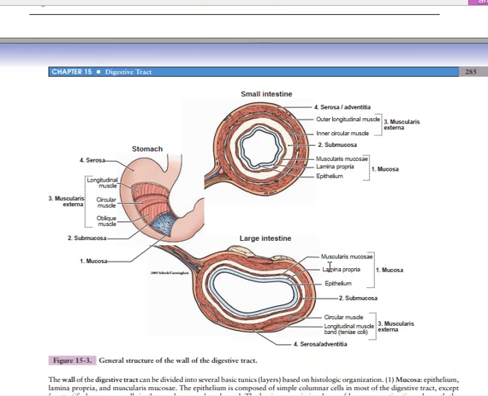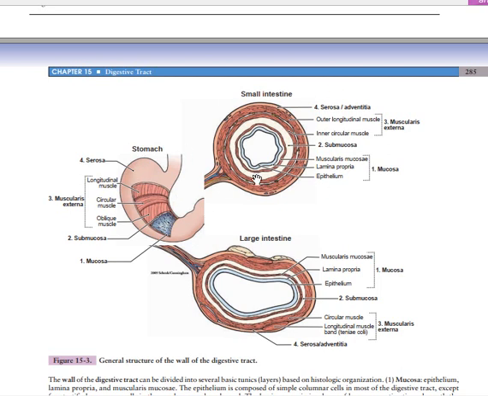So let's start now with the proper images. For the stomach, we said that it is made up of a mucosa inside, closer to the lumen. Then you have a submucosa. The muscularis externa of the stomach is made up of three layers: the oblique muscle, then the circular muscle, then the longitudinal muscle. The last layer is the serosa, which is in contact with the visceral peritoneum.